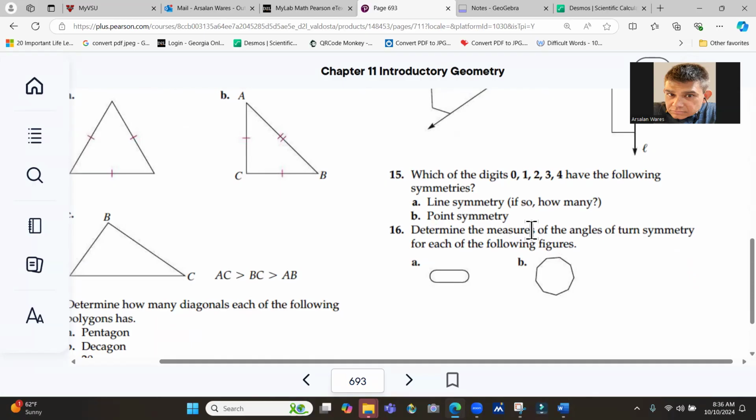Yes. If this is a kind of oval shaped 0, you can turn it around half a circle and it will match itself. 1 has no line symmetry, has no point symmetry. 2 has no line symmetry, no point symmetry. 3 has no point symmetry, but it has a line symmetry. And if you draw a horizontal line right through the middle, the upper half and the lower half will be mirror image of each other. They will match each other like the palm of your hand, like your palms. 4 has neither.